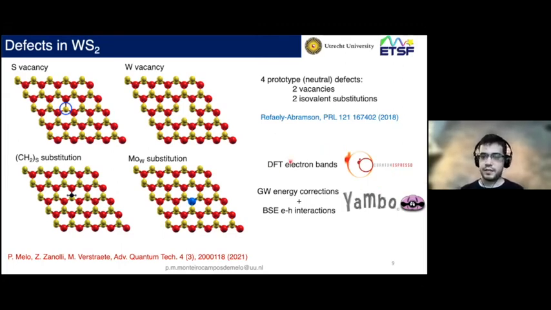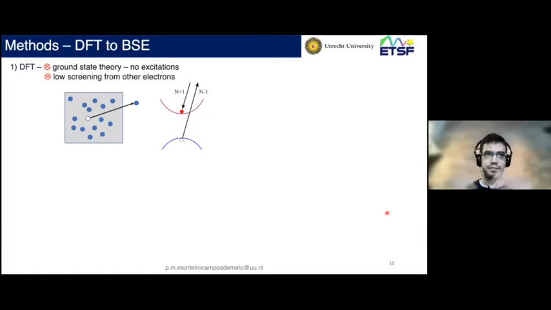Now, this is done by taking the DFT electron bands from Quantum Espresso and then correcting them with GW and computing the electron-hole interaction with the Bethe-Salpeter equation with Yambo. Why do we need to go this far? This is for the people new to the community in the audience. DFT is a ground state theory, so there are no excitations in it, which means that you are not going to be able to capture optical properties. And it also doesn't account for the presence of quasi-electrons in the system. So an electron sees only itself. It doesn't really see that there are other electrons in this system.